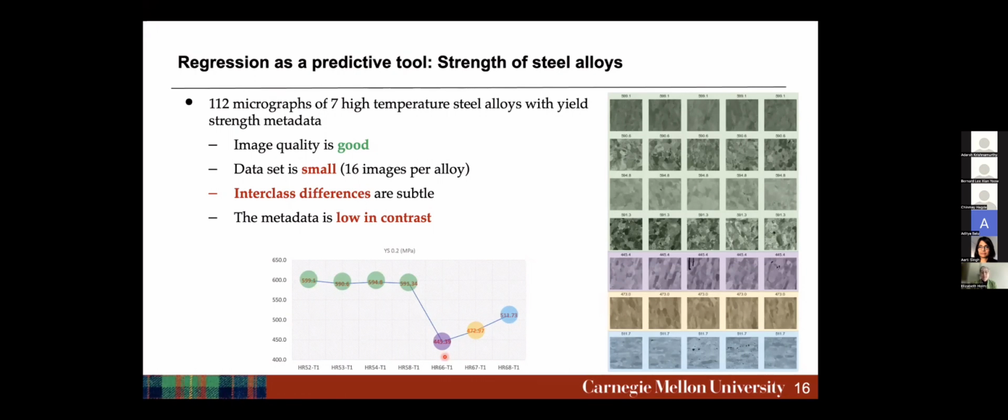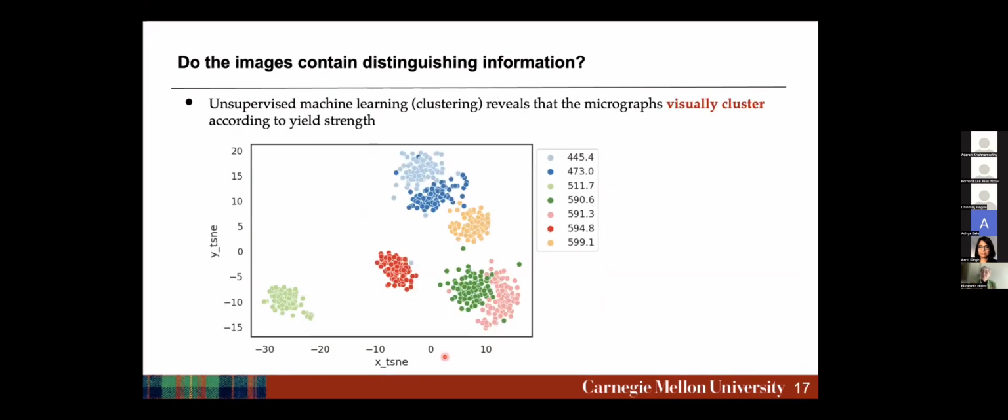between the classes here. Furthermore, the metadata is low in contrast. In other words, 4 of the alloys have almost identical strengths, and the other 3 aren't too far away either. So this is going to be a low resolution, low contrast regression that we have to do. But we have hope. We can do unsupervised learning, that is just clustering. In this case, a simple t-SNE clustering on our micrographs, again, by representing them with their feature vector from a pre-trained neural network. And we can see visual clustering, and that visual clustering does group according to yield strength. And so we have some hope that we can perform the regression task.